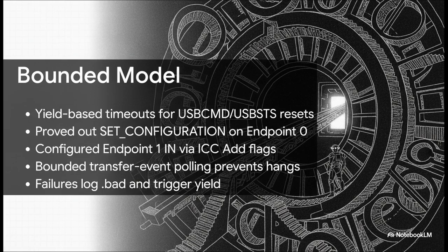We've fully proved out set configuration on endpoint 0, and we've got endpoint 1 IN configured with the proper input control context add flags. Now, for the interrupt-in polling, if a transfer event goes missing, we don't just hang the system. No way. It logs a .bad marker and triggers a fatal park and yield. The system stays alive, and the failing driver domain just yields its time slice.